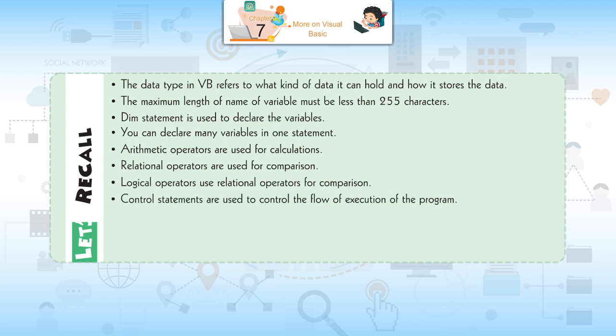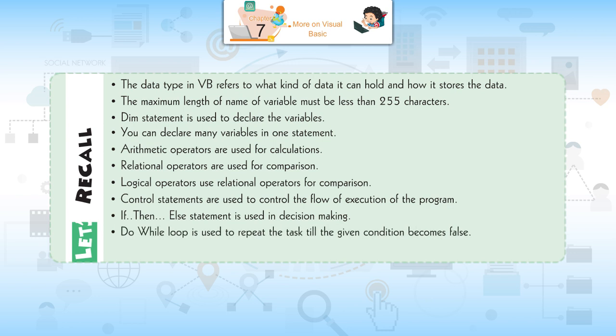Control statements are used to control the flow of execution of the program. If, Then, Else statement is used in decision making. Do While loop is used to repeat the task till the given condition becomes false. For Next loop is used to repeat the task for a certain number of times.